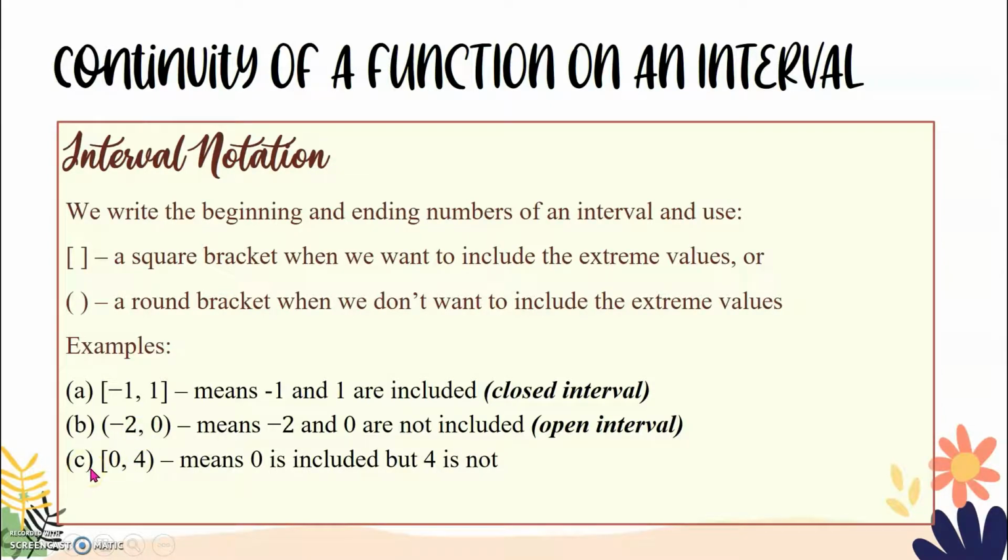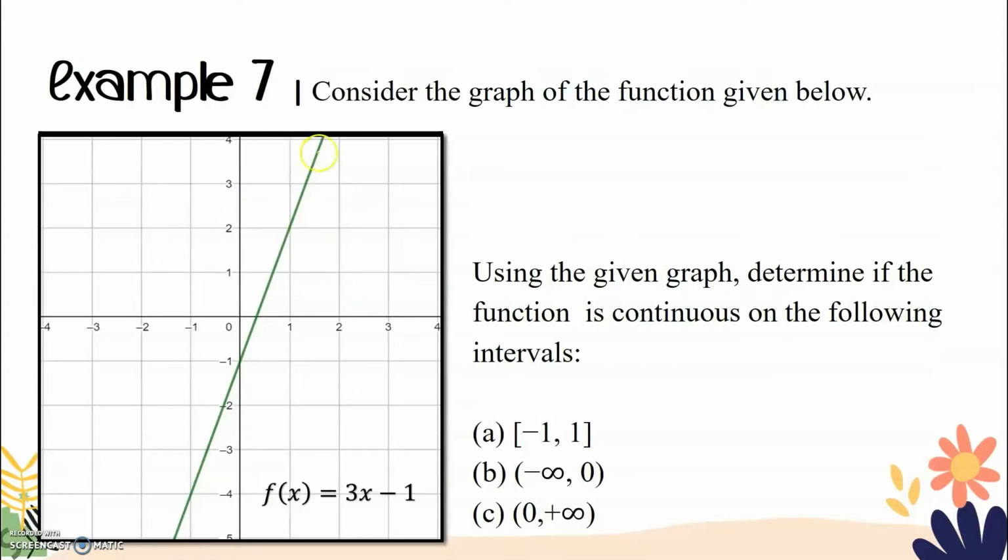We also have here a closed and open interval, 0 to 4. Since 0 has a square bracket, 0 is included and 4 is not included. Now let's go to the seventh example. Consider the graph of the function below. We have here f of x equals 3x minus 1. Now using the given graph, determine if the function is continuous on the following intervals.